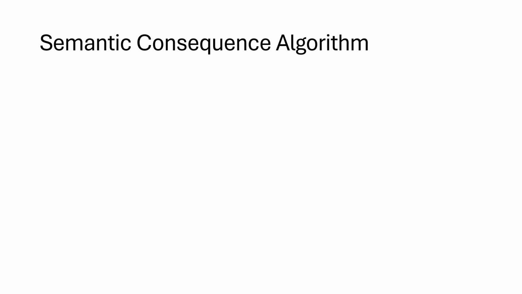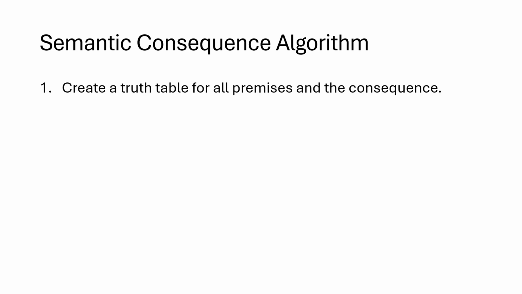Now, this could be a little bit abstract, so let's see how we actually do this in practice. There's a very simple algorithm, as I said, that applies to all examples when we talk about semantic consequences. And the algorithm is as follows. First, we create a truth table that has columns for all our premises as well as our conclusion, and of course, all their subformulas, because we need the truth value of the subformulas to be able to know the truth value of our premises and also the conclusion.